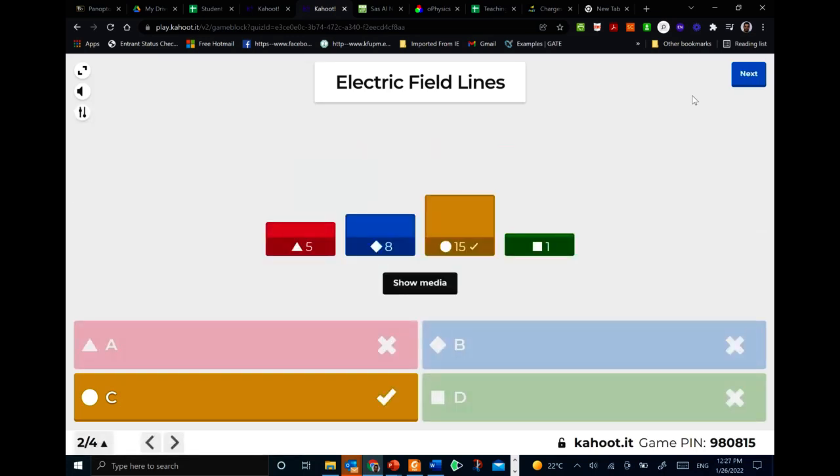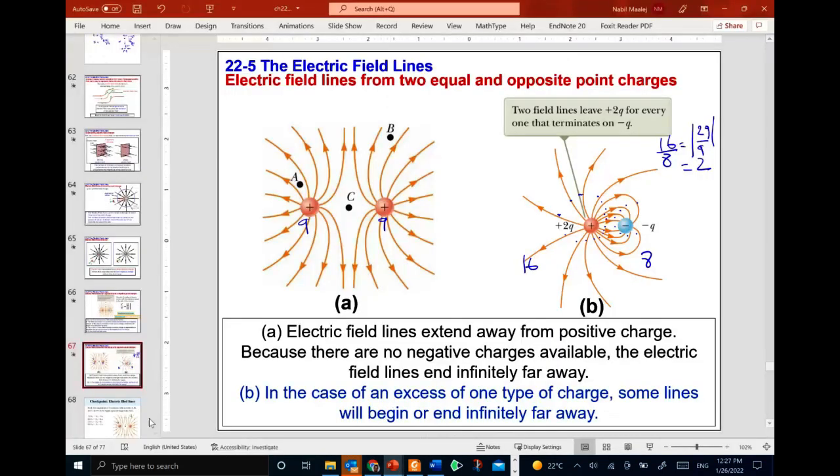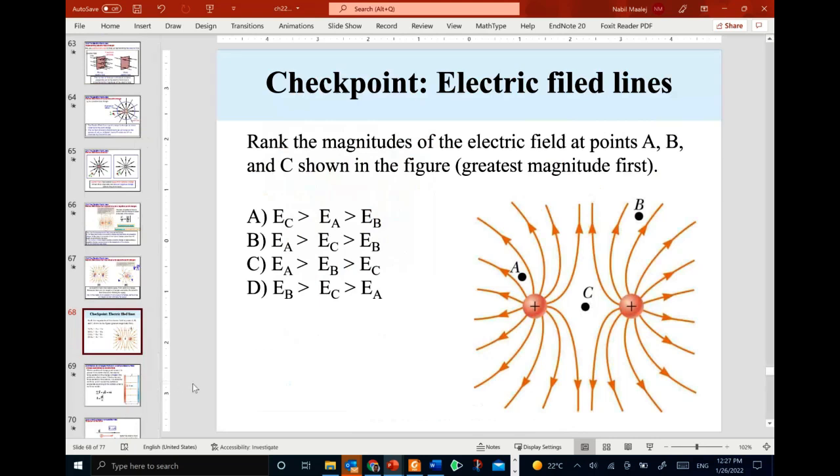Okay, excellent. We have 15 correct answers, and we have 14 incorrect. Well, almost split. All right. So let's look at this. What did we say about electric field lines? We said the density, or the number of lines per unit area, indicates the strength of the electric field.